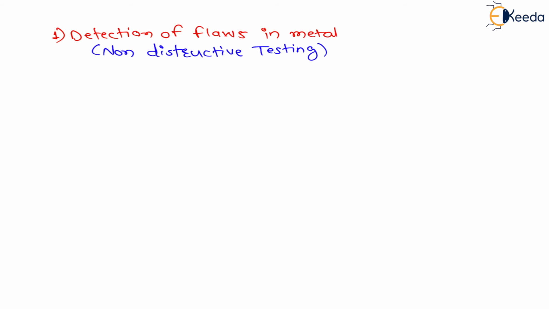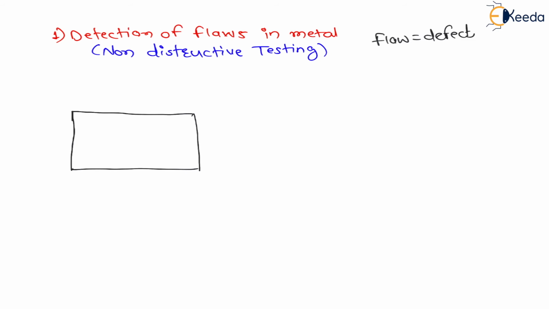Now let us understand the first application, that is determination of flaws in metal, with the help of non-destructive testing using ultrasonic wave. Let us consider one component without defect. Flaw is nothing but defect. Let us say this is one component. Here flaw is nothing but a defect in the component. Now let us say this is a component without defect, and here we have one ultrasonic generator.